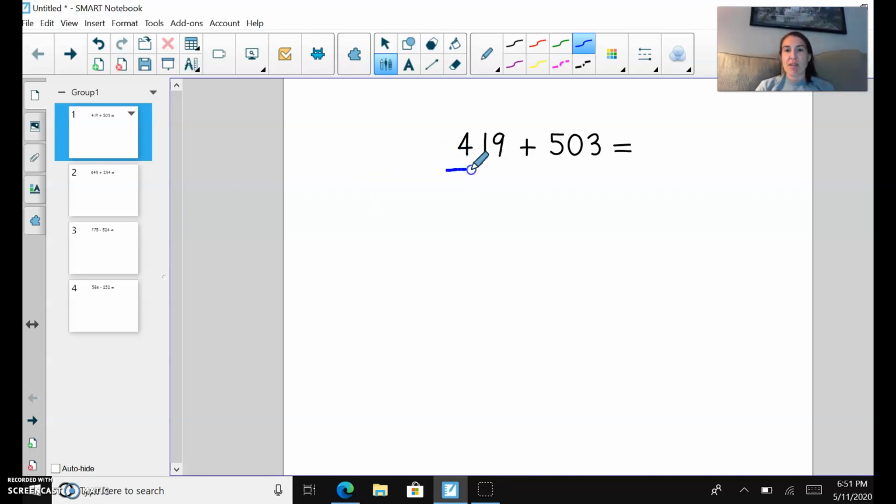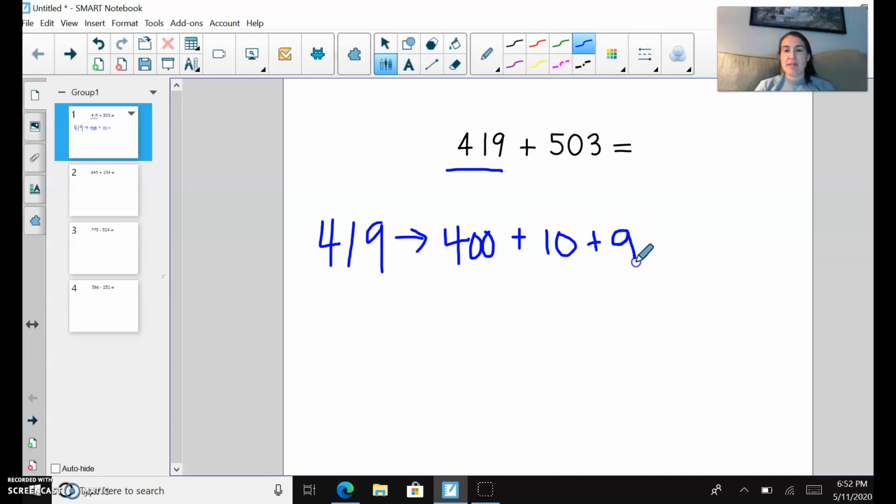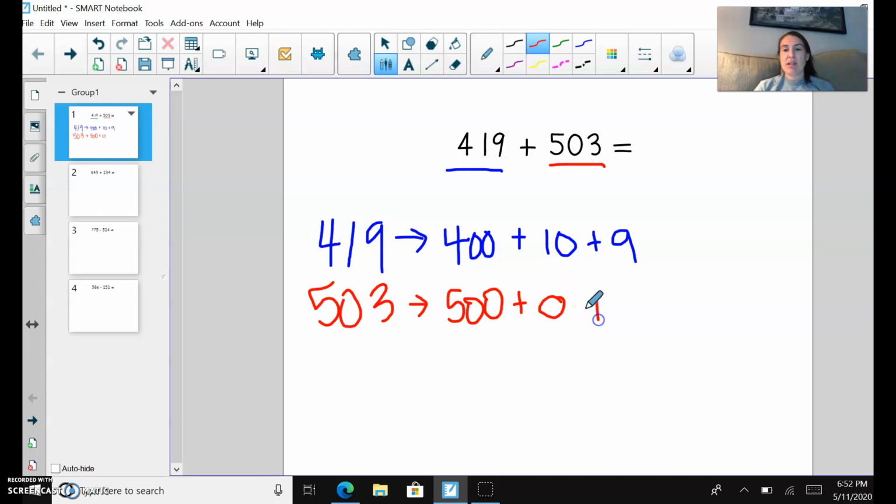So to do break it apart, I'm going to start with 419. And I'm going to draw an arrow and break 419 apart into expanded form. So that's 400 plus 10 plus 9. Then I'm going to take the second number, 503, and write it underneath. When I break that into expanded form, I have to include the 0 for the tens place. So it's going to be 500 plus 0 plus 3.